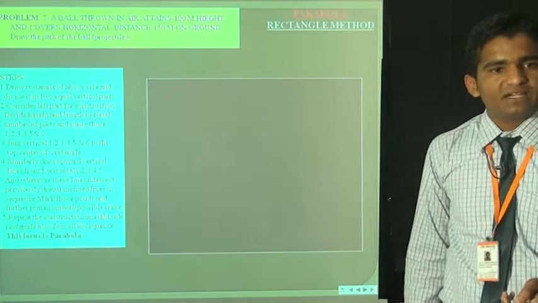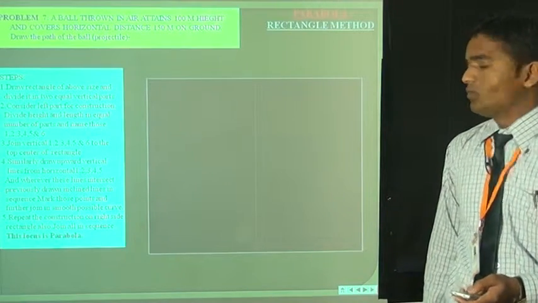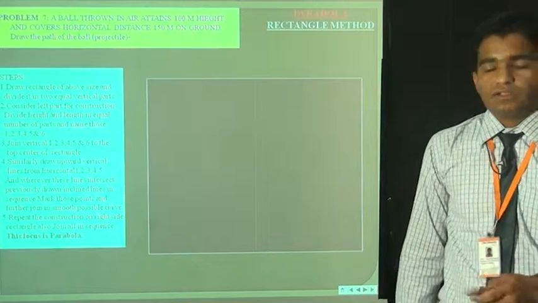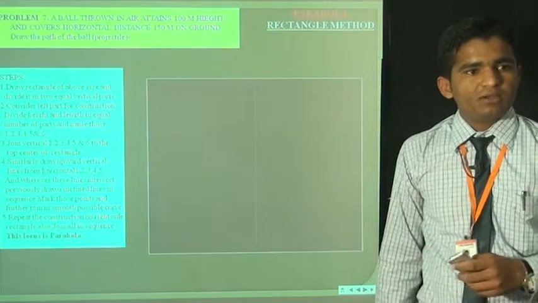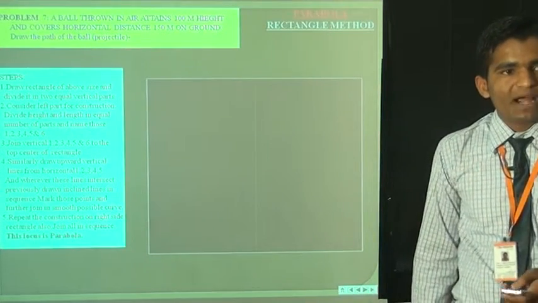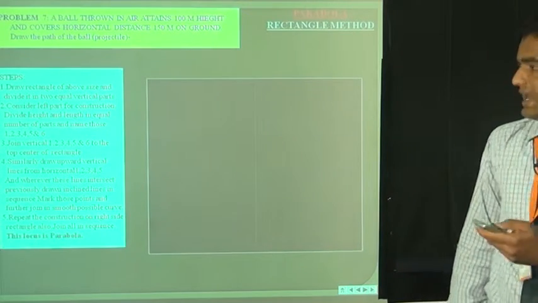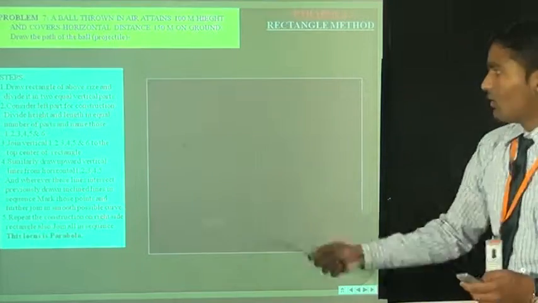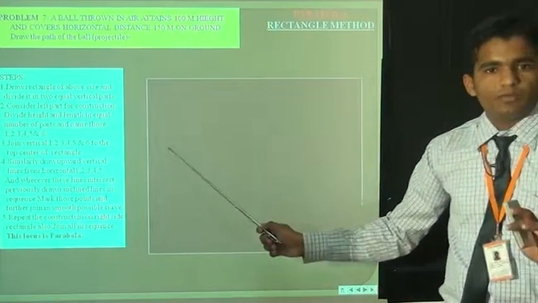So let's do it like that. Divide this rectangle into two vertical parts. For the construction of the parabola, first of all consider the left part of the rectangle. So we consider only this part primarily.